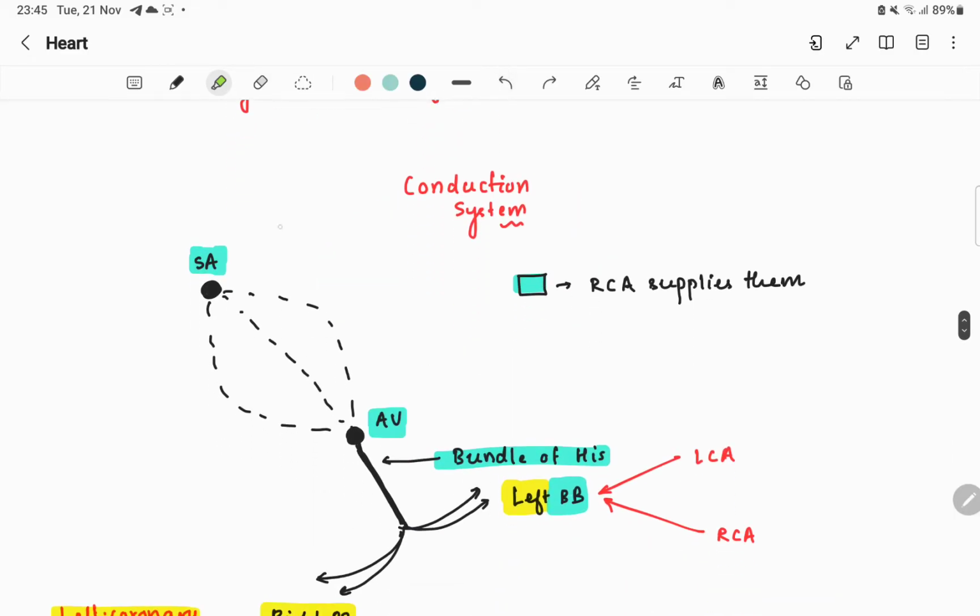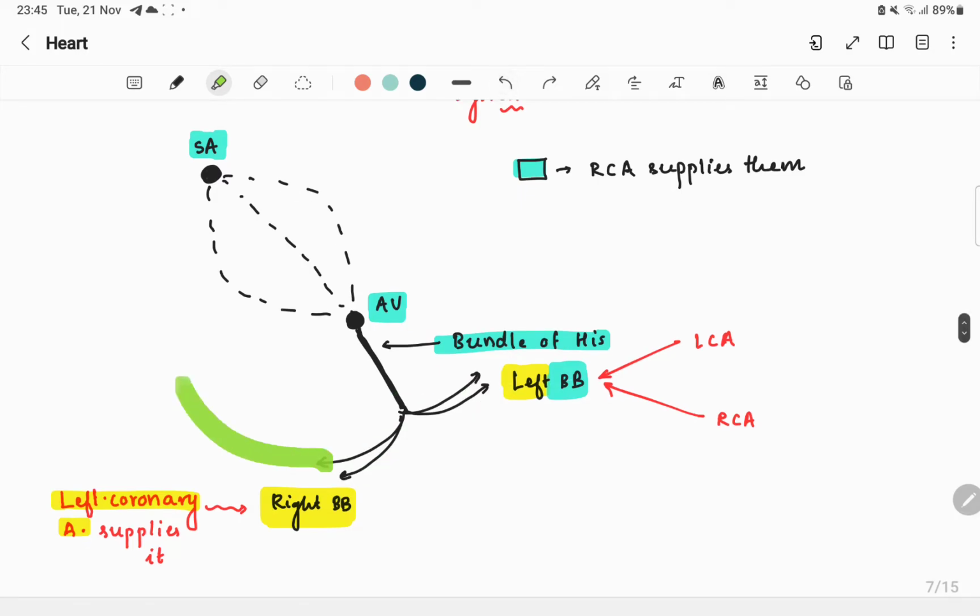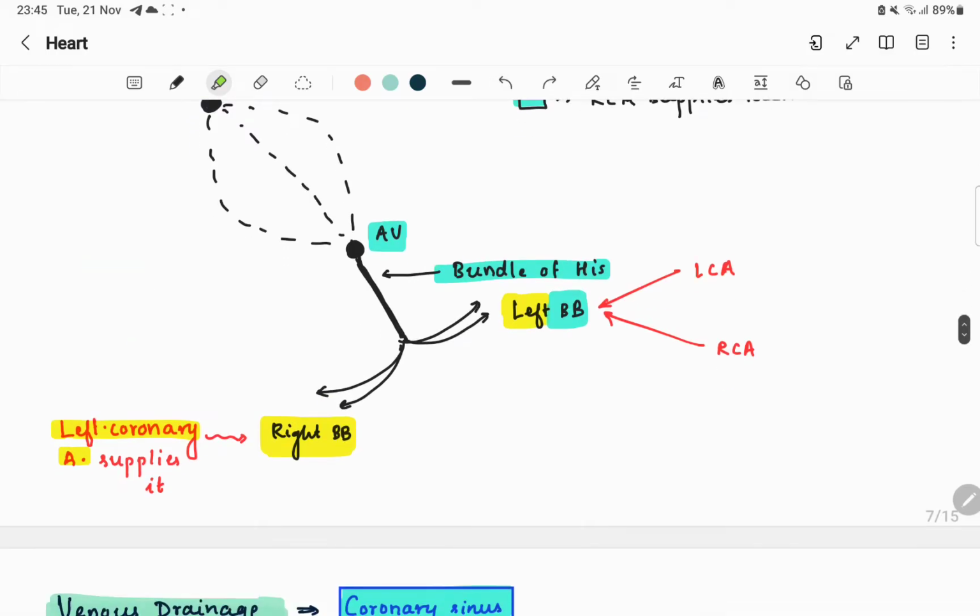Let's discuss the conduction system. This is the SA node, this is the AV node. We have three fibers here: anterior fibers, middle fibers, and posterior fibers. And this is the bundle of His. This divides into the right bundle branch and the left bundle branch, and both again divide into Purkinje branches.